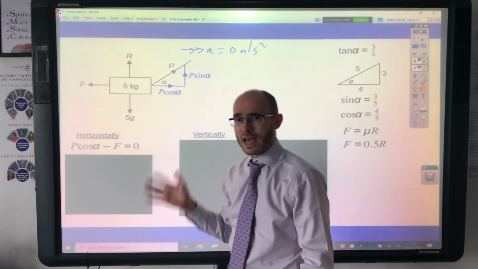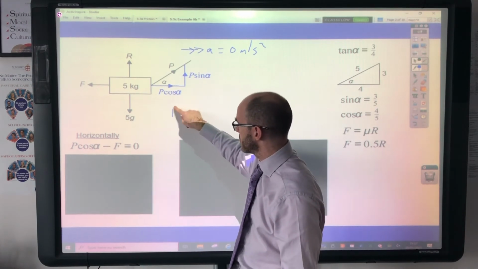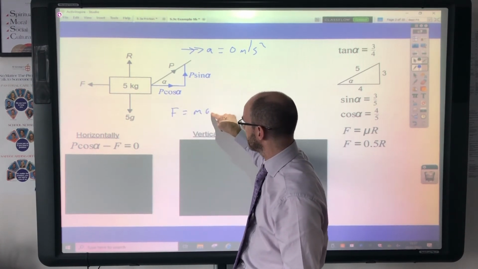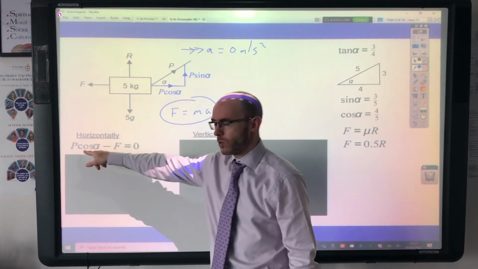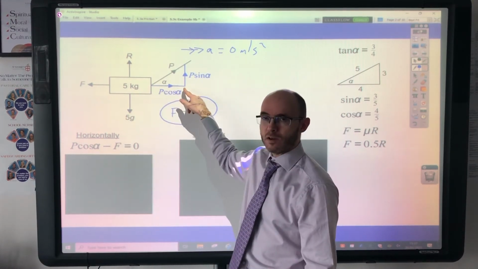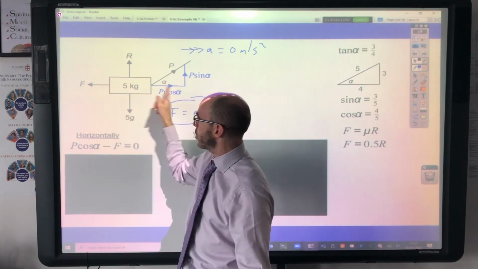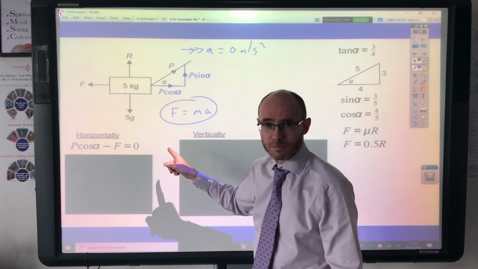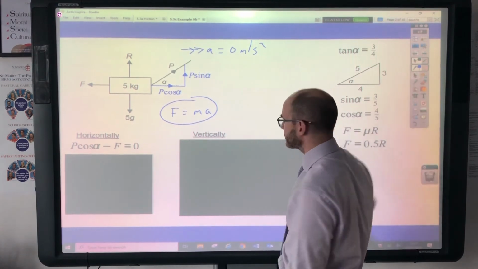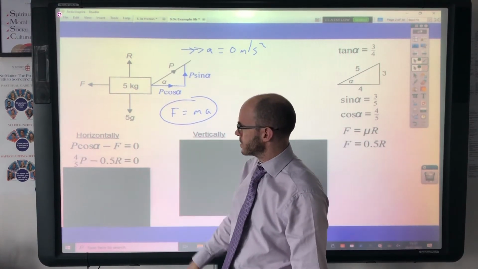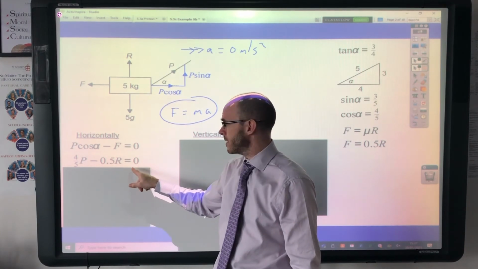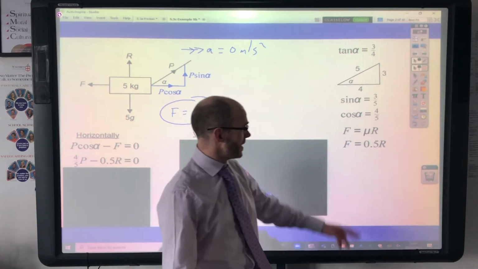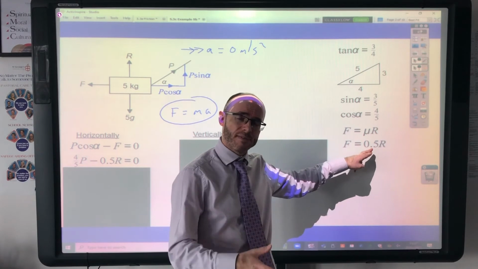Limiting equilibrium is called a equals 0. So in our equation, F equals ma, we have got a equal to 0, you see. So the total resolved force horizontally, P cosine alpha, subtract F, because they're in opposite directions, is equal to 0. And let's see what we can do with that. We can then write it as 4/5 P minus 0.5 R equals 0. You happy with that? Well, F, of course, I've written over here, is 0.5 R using F equals mu R.